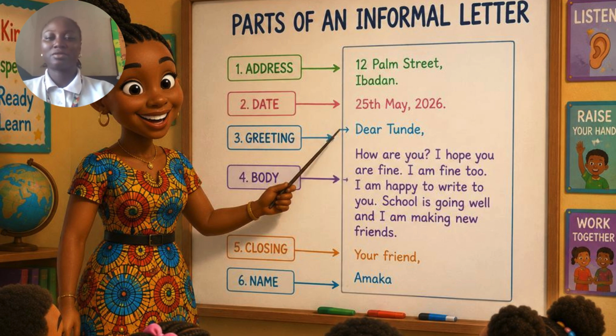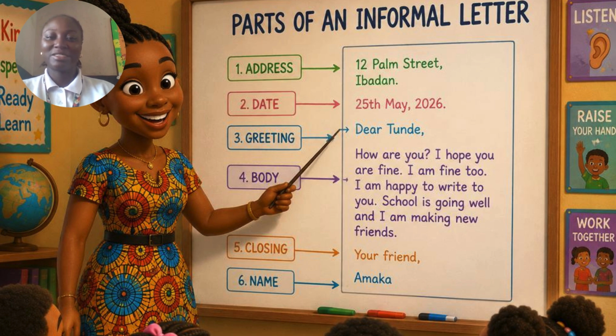So let's talk about the parts of an informal letter. Number one is the writer's address. This is the address of the person that is writing the letter, and it is written at the top right corner of the letter. So the address of this letter is number 12 Palm Street, Ibadan, full stop. So that is the writer's address.